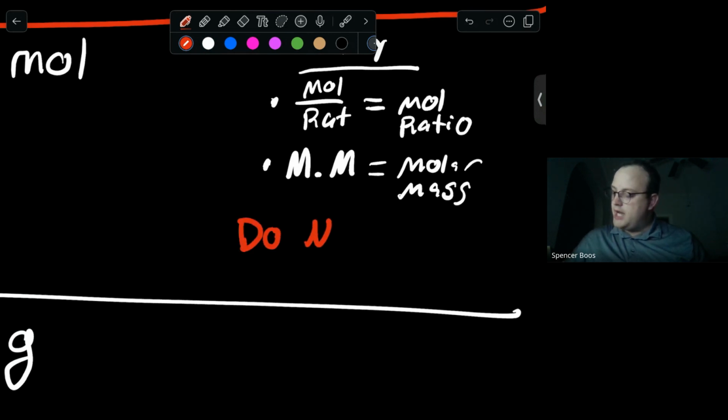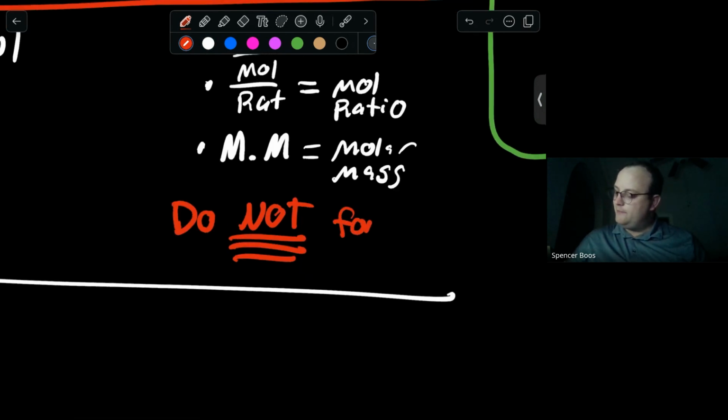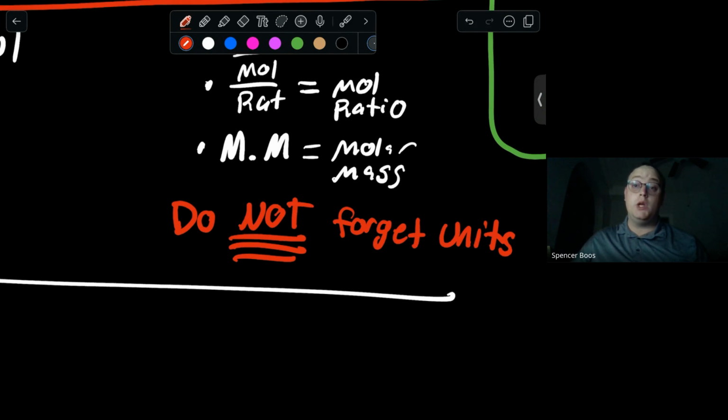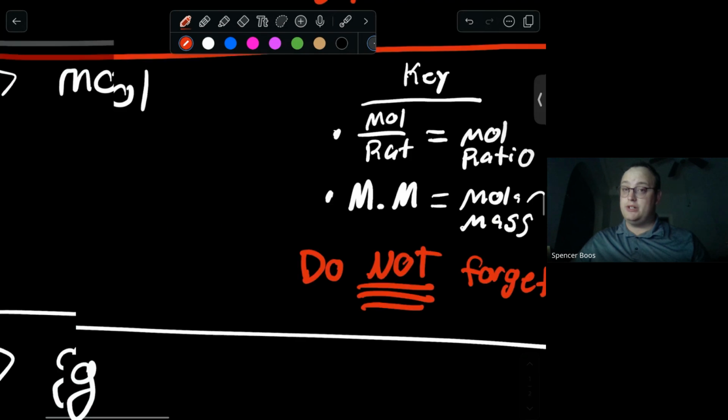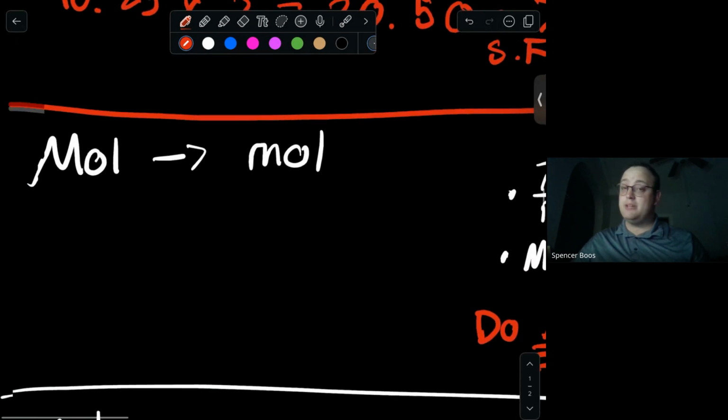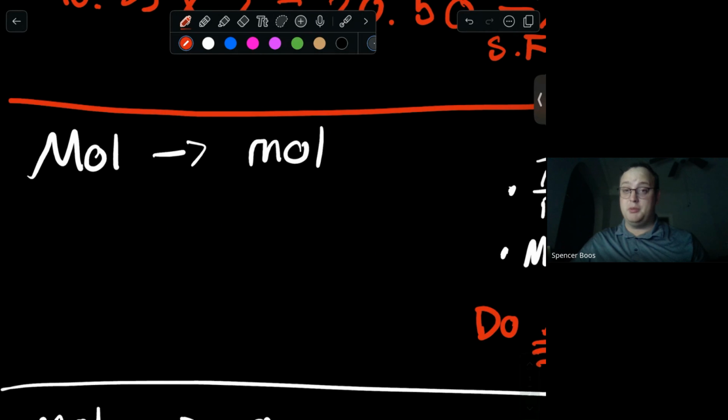Do not forget units. That includes units in your equations. So you can't forget about those. We need the quantity, unit, and substance that we're talking about with stoich. We'll do an example of one of these here in a couple minutes.